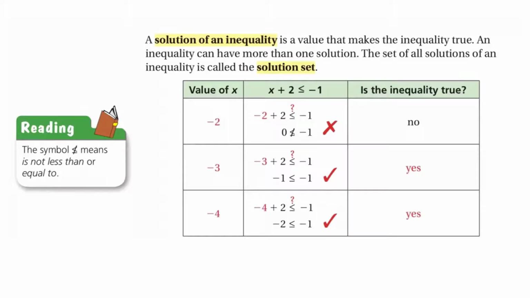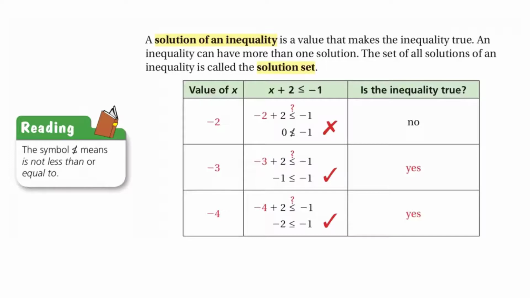A solution of an inequality is any value that makes the inequality true. An inequality can have more than one solution. In fact, sometimes they'll have an infinite number of solutions. The set of all solutions of an inequality is called the solution set. So for instance, they have x plus 2 is less than or equal to negative 1. Well, if we put negative 2 in place of x, then it would result in 0 is less than or equal to negative 1. Over on the right-hand side, is the inequality true?